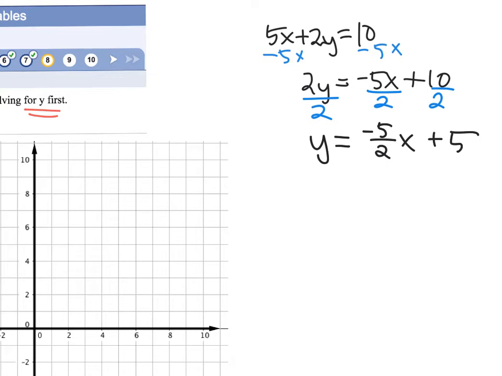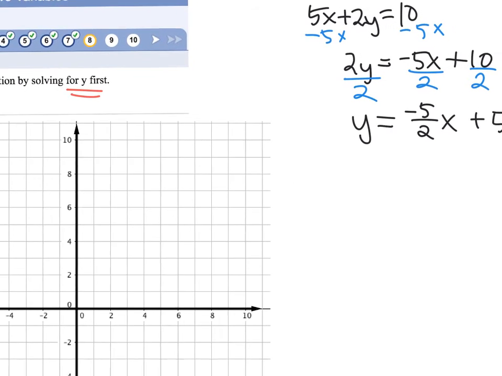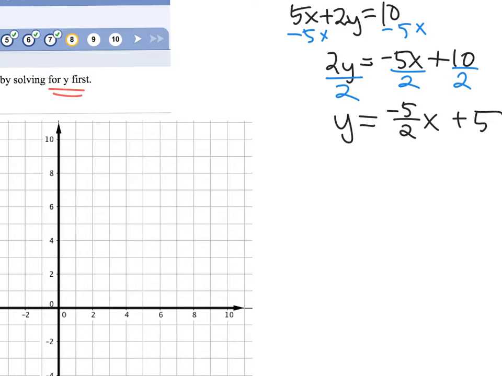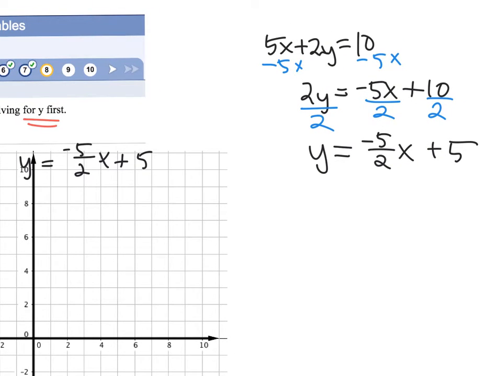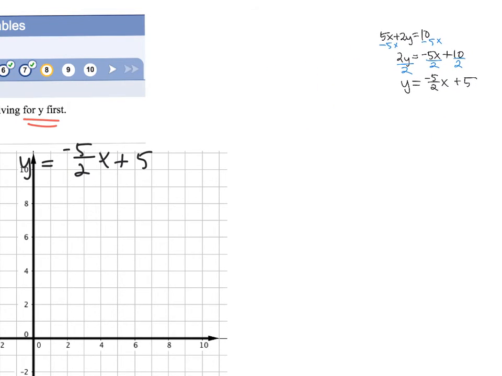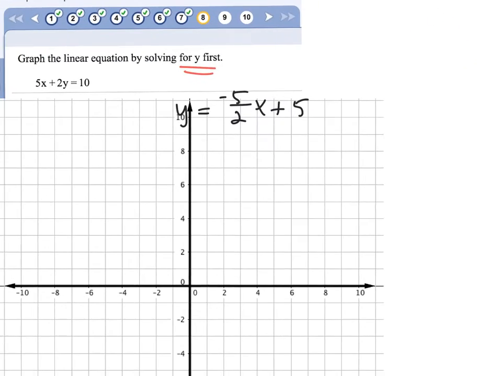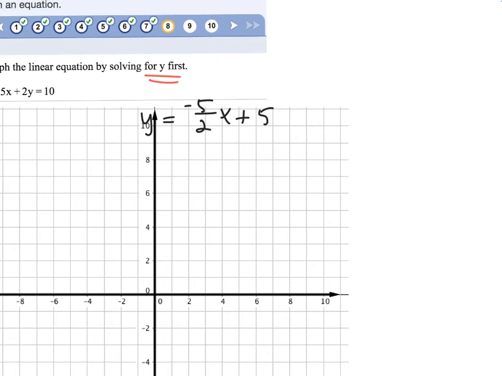All right, so now that is our equation. So I'm going to take y is equal to negative 5 halves x plus 5. I'm going to write that down again, and I'm going to move it over here. And so really, all this stuff is no longer needed. So I'm going to shrink it down, get it out of the way, and move our equation right here. So now we are ready to make our table.